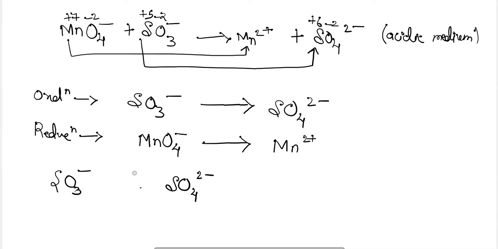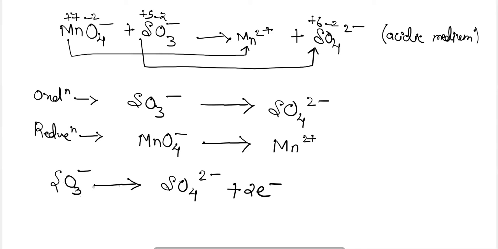Here we will add 1 electron in order to balance the charge. In order to balance the charge here, what will we do? We will add 2 electrons on this side in order to balance the charge here.